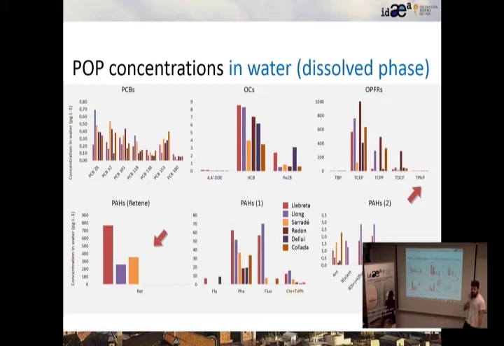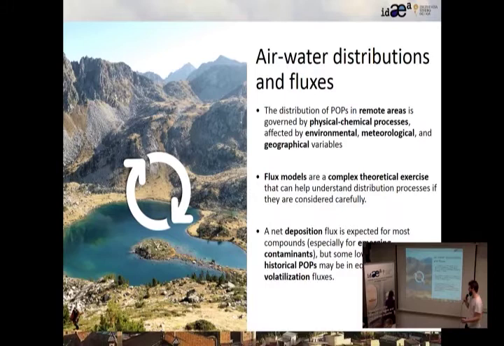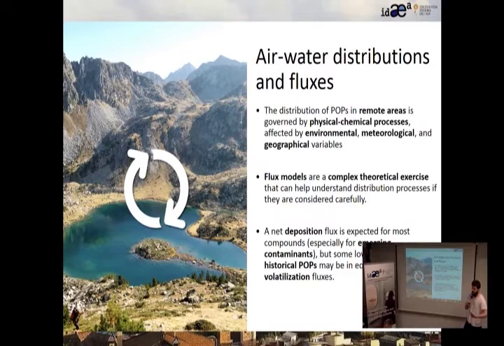So now we have concentrations in air and in water for several compounds. And what can we do with that? We can take a look at their distributions between compartments and calculate fluxes from one to the other. These fluxes are derived from mathematical models that account for several physical-chemical variables of the compounds, as well as environmental and meteorological data from the sampling periods. Being in remote locations such as high mountains, we would expect net deposition fluxes, that is, from air to water, because, as we already said, compounds reach these locations through the air and are deposited into the lakes, not the other way around.